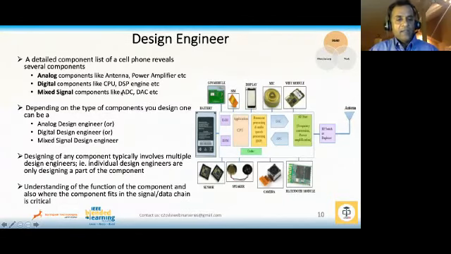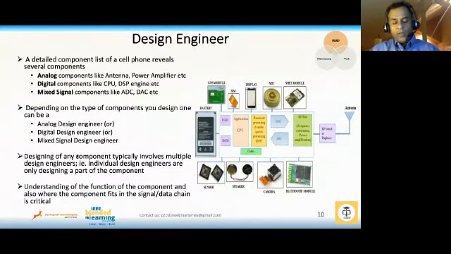At a high level, you can combine all these components into three categories. Analog components, as I said, could be the antennas, power amplifiers. These are dealing with pure analog signals. Digital components like the CPU or the DSP engines are dealing with digital signals. And then mixed signal components deal with the combination of analog and digital signals. Based on this, you could be an analog design engineer, a digital design engineer, or a mixed signal design engineer.